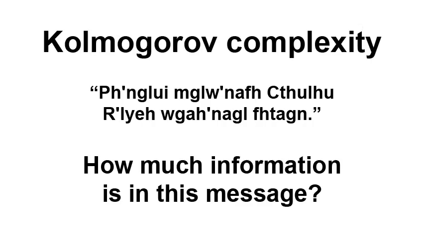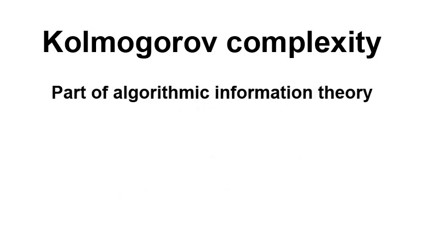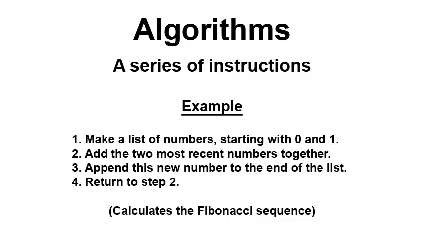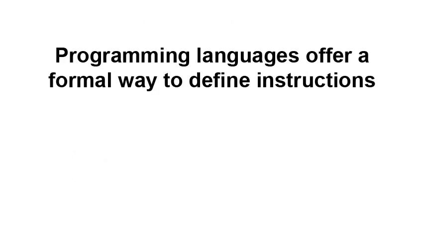Kolmogorov complexity offers a way of measuring how much information is present in a given object or message, a specific sequence of symbols. And as part of algorithmic information theory, Kolmogorov complexity involves algorithms. An algorithm is essentially a series of instructions to perform a certain task, and these instructions are often written in a programming language.